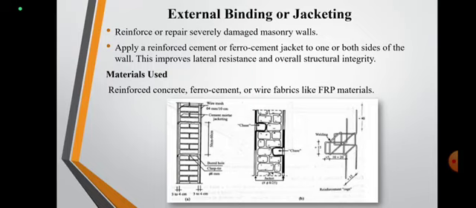Now, external binding or jacketing. The main purpose is to reinforce or repair severely damaged masonry walls. Apply a reinforced cement or ferro cement jacket to one or both sides of the wall. This improves lateral resistance and overall structural integrity. The materials mainly used are reinforced concrete, ferro cement, or wire fabrics like FRP materials, meaning fiber reinforced polymers.